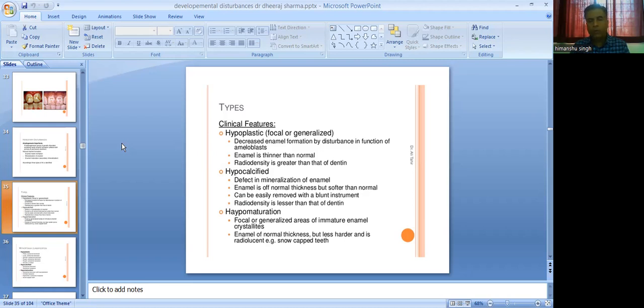Now we have hypocalcified enamel, which is a defect in the mineralization of enamel. Enamel is of normal thickness, but is usually softer than normal. It can be easily removed with a blunt instrument, and radiodensity is lesser than that of the dentin.